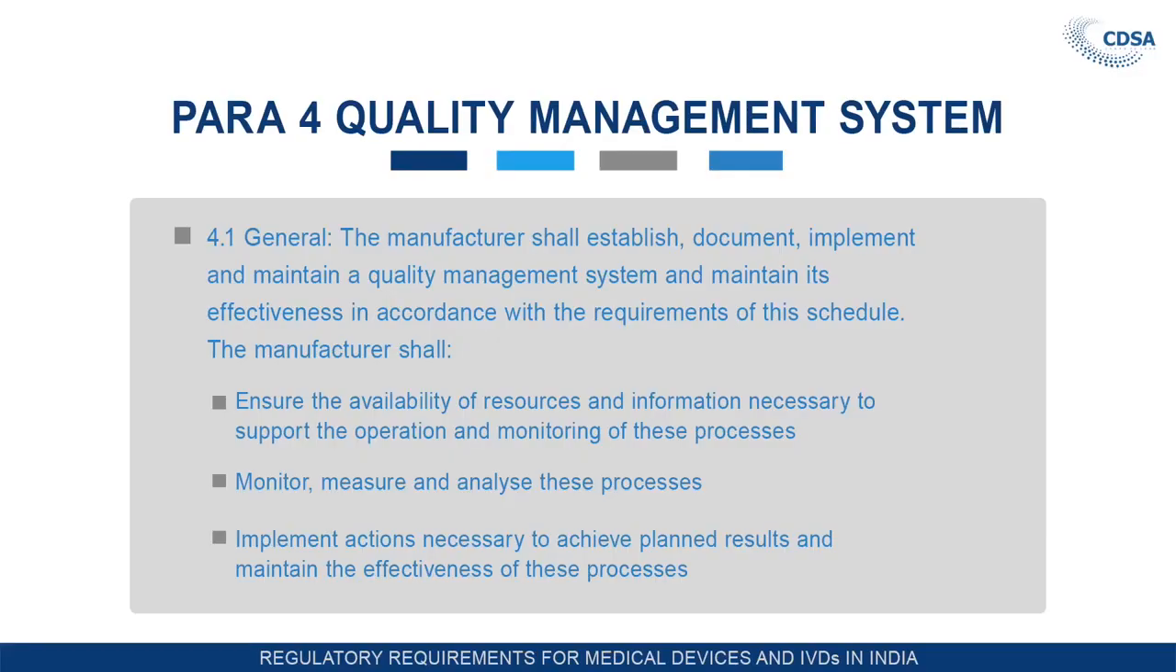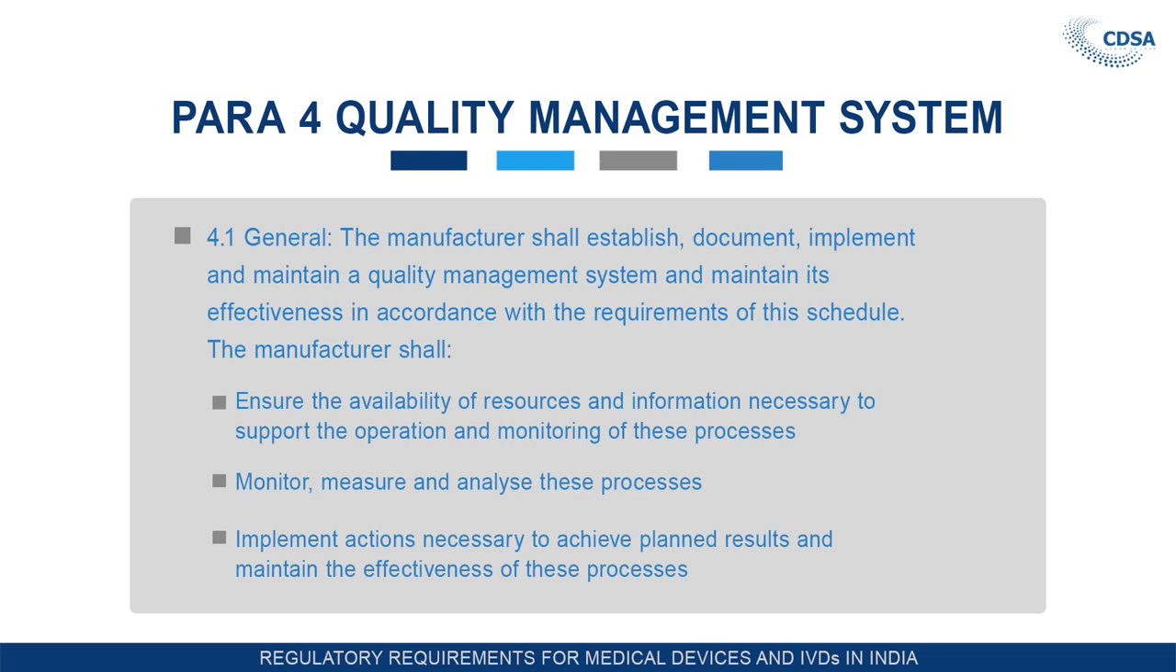D, ensure the availability of resources and information necessary to support the operation and monitoring of these processes. Remember, resources means not only money, resources means manpower, machinery, and any other things required to monitor the process. So the management should ensure the availability of everything that is required to ensure the QMS system. Management should monitor, measure, and analyze these processes. We have seen that this is part of the validation and verification process.